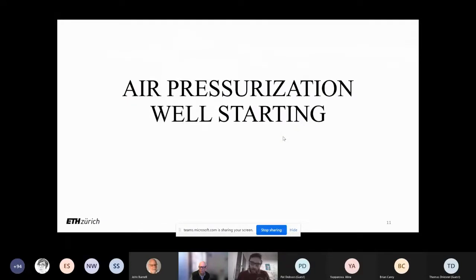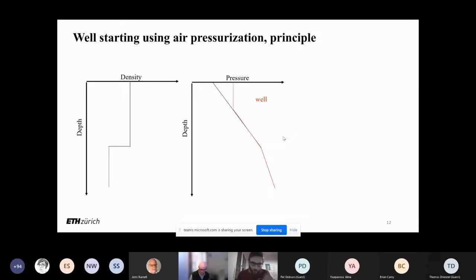So now we move on to air pressurization and how we can use that to start the well. So first, a very, very simple concept. You might have in the formation density varying with depth, and in particular, you might have density maybe decreasing with depth, like this. And so the pressure within your formation will follow this sort of trend with a break in the slope of the pressure when you have a change in density. Here I just show a step, but in reality, it will be more gradual.